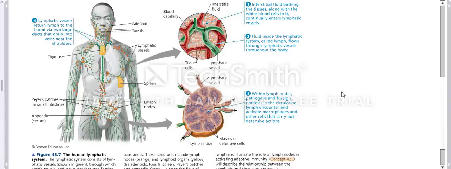First, the fluid continually enters the lymphatic vessels, then the fluid flows through those vessels throughout the body. Once the fluid reaches a lymph node, pathogens and foreign particles that are present in the fluid encounter macrophages and are then destroyed. The lymphatic vessels then return the fluid to the blood by two large ducts that drain into the veins at the shoulders.